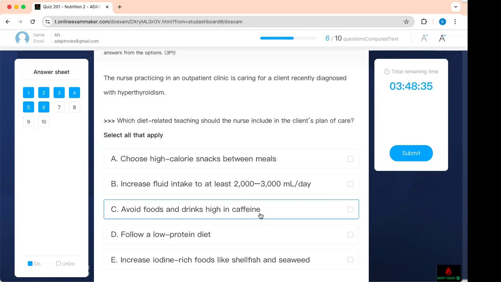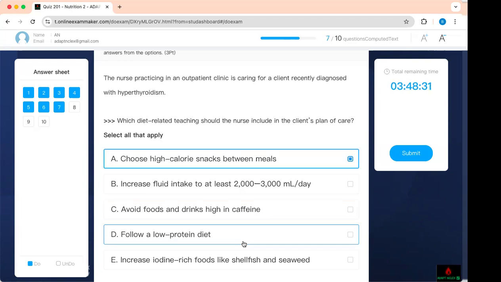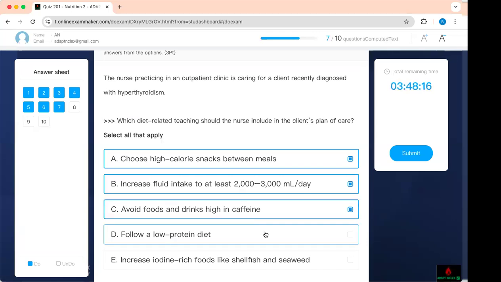Choose high calorie snacks between meals so that you can get some energy. Increase fluid intake for your metabolism, 2 to 3 liters. Avoid food and drinks high in caffeine. Caffeine increases your heart rate. Hyperthyroidism increases your heart rate. So you should avoid it. It's good. Follow a low protein diet. That defeats the purpose of choice one. You should not do that. You need a lot of protein.